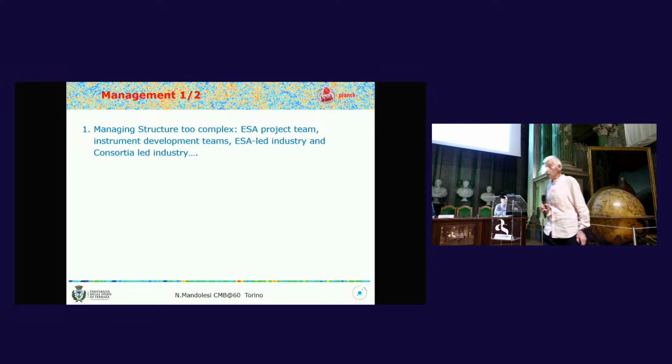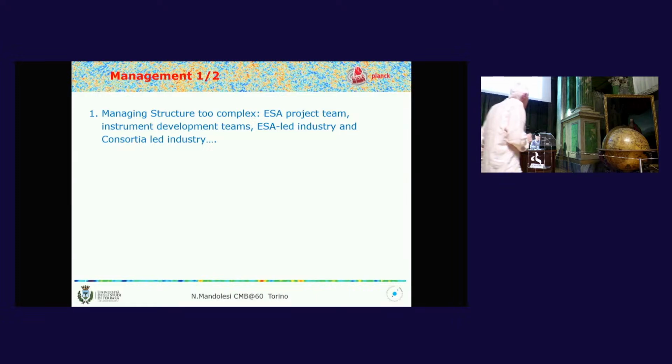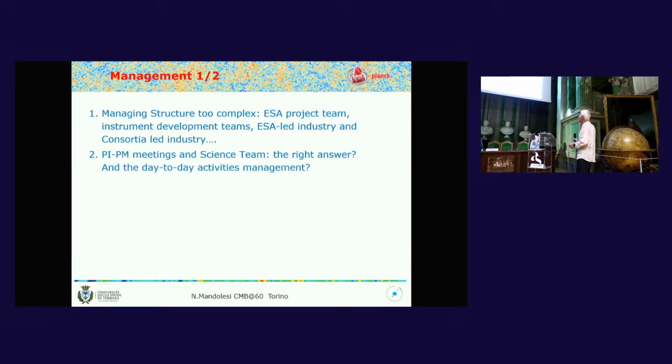Managing structure was too complex. With the ESA project team, instrument development teams, ESA led the industry, consortia led the industry. Very, very too complicated. PI meetings and science team, was that the right answer? I don't know. What about the day-to-day activities? That was not taken care of. Dedicated working groups certainly helped a lot, okay. That was something which we appreciated.